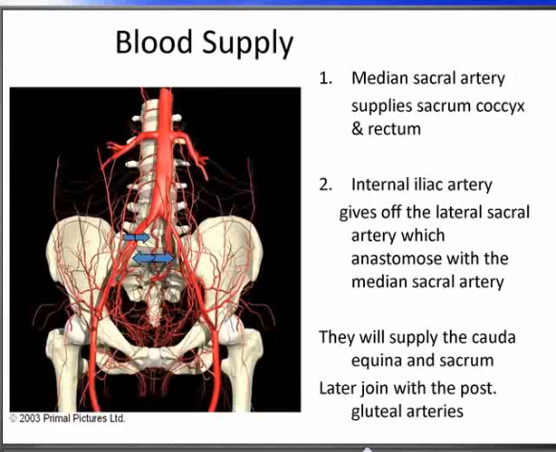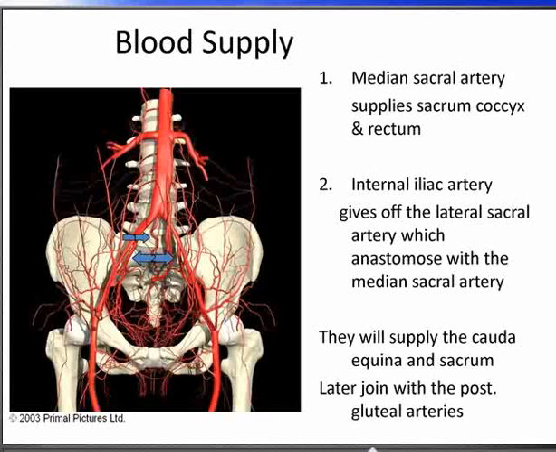The blood supply. So the blood supply is primarily the median sacral artery. Supplies the sacrum, coccyx, and rectum. The other contribution for blood supply is the internal iliac artery, which gives off the lateral sacral artery that anastomoses with the median sacral artery. So there's blending of these arteries together. Essentially, they will supply the cauda equina and the sacrum, and later join in with the posterior gluteal arteries. So be aware of the blood supply.